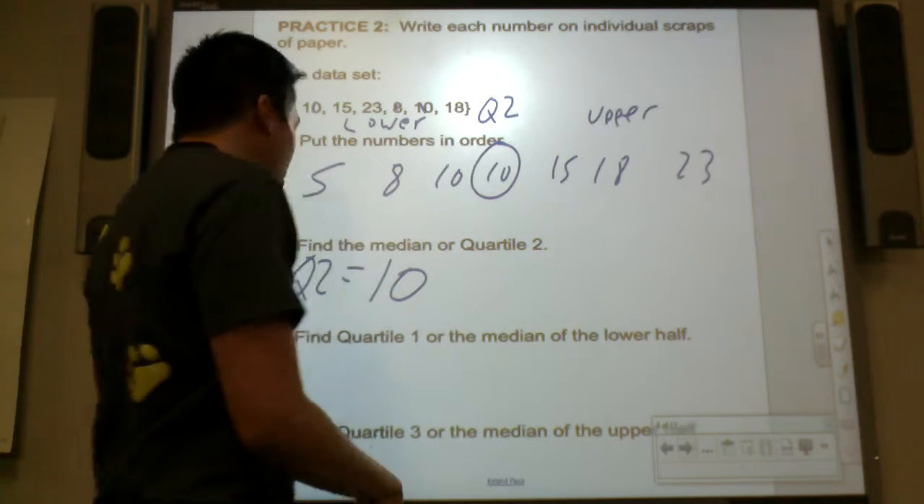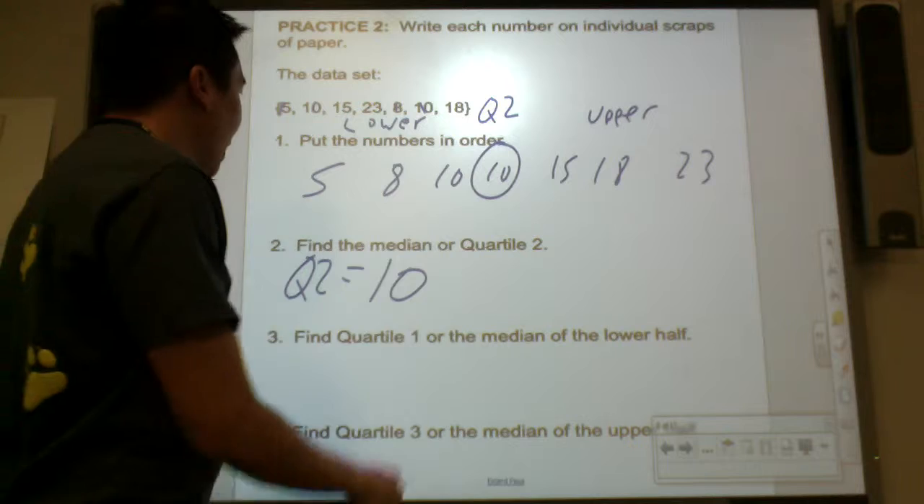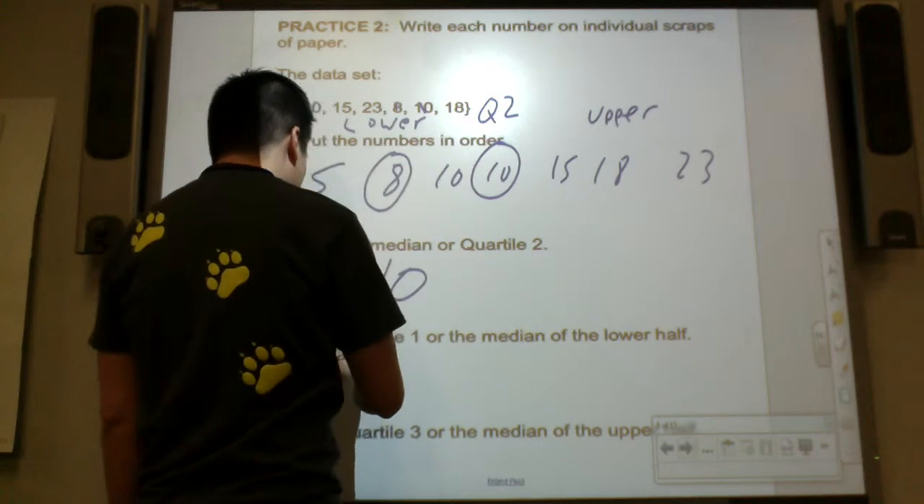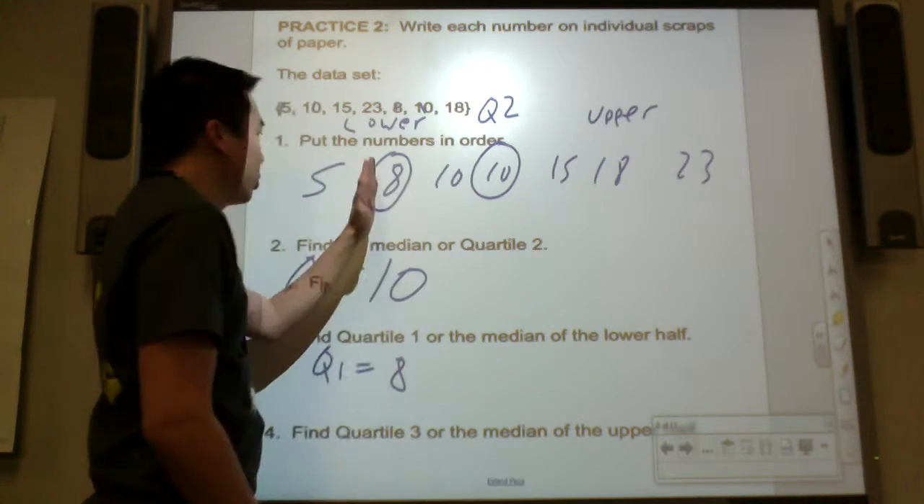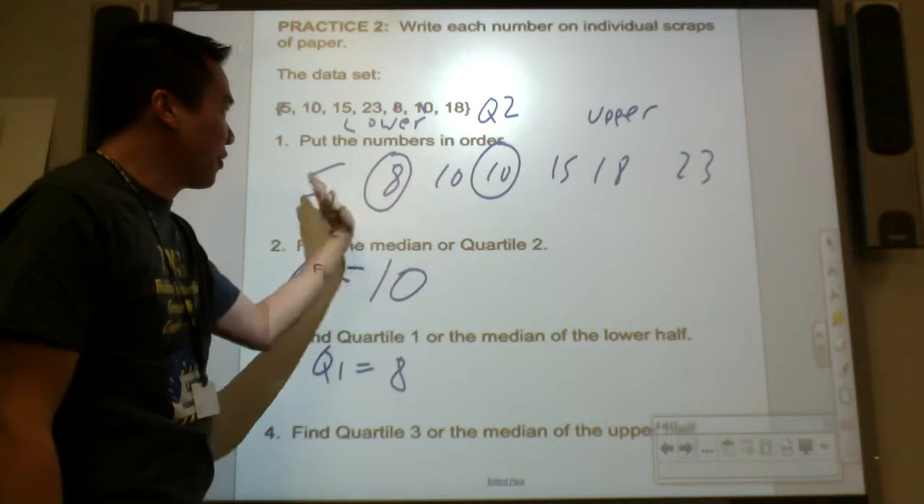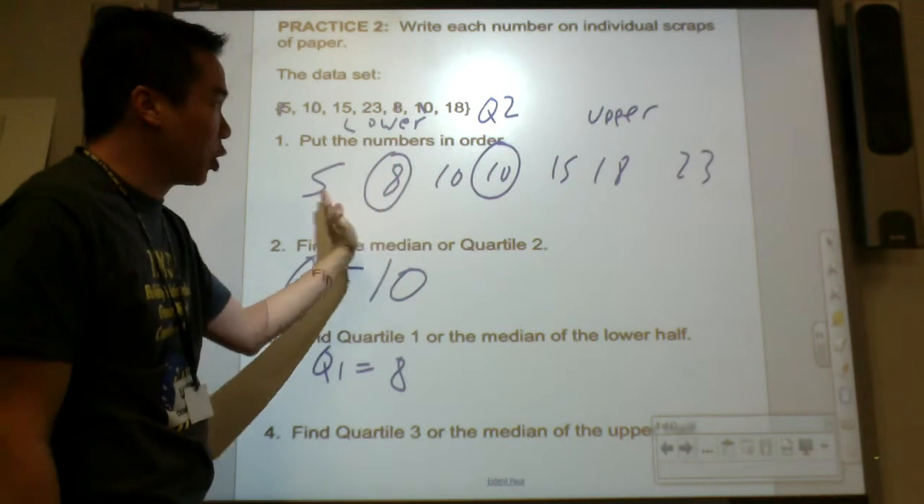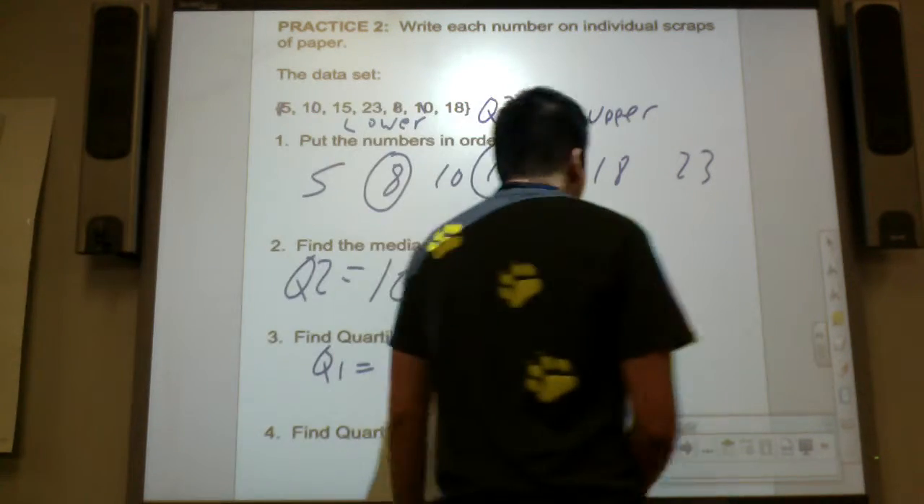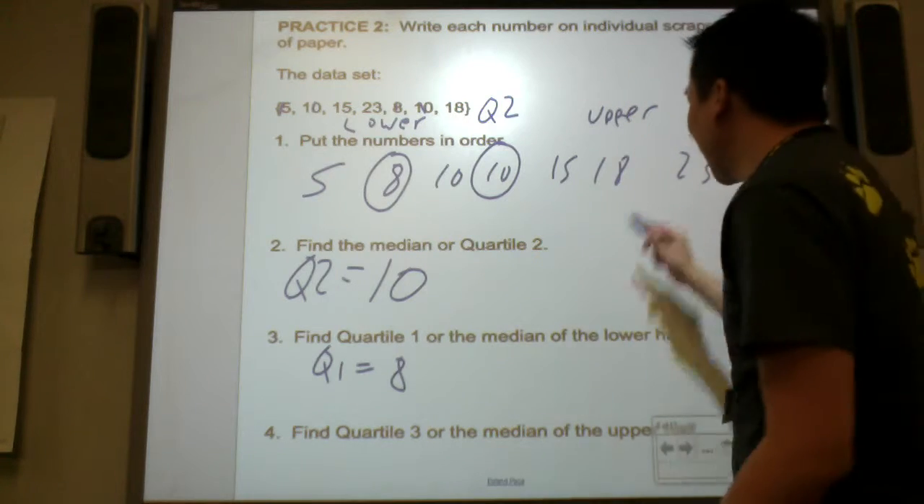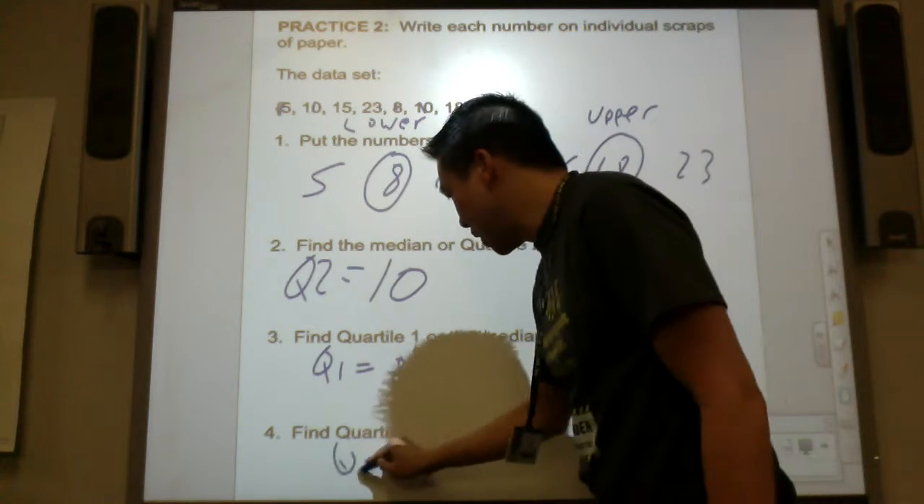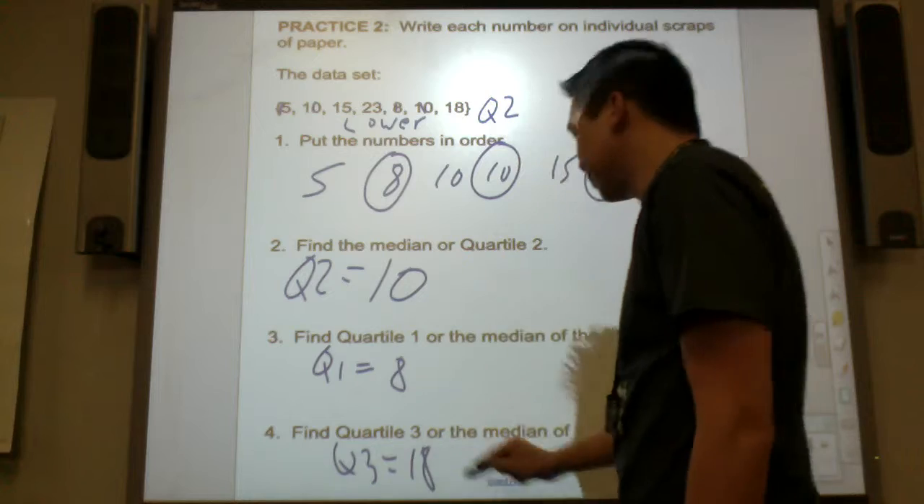Find quartile 1, or the median of the lower half. 8. Quartile 1 is 8. So the median of the lower half of 5, 8, and 10, the halfway point of the lower half, is 8. What is the median of the upper half? 18. Quartile 3 is 18.